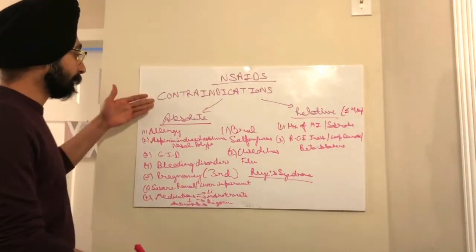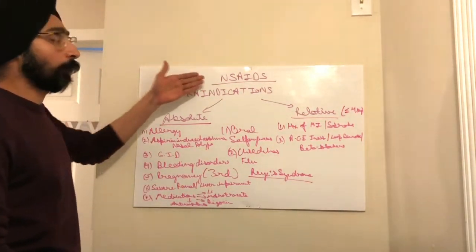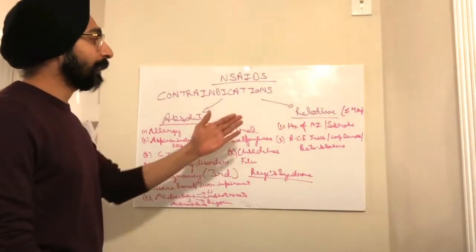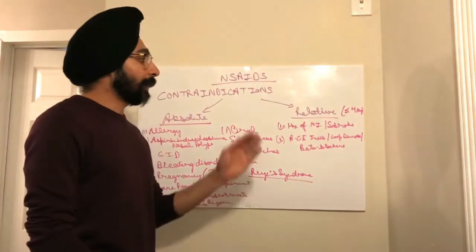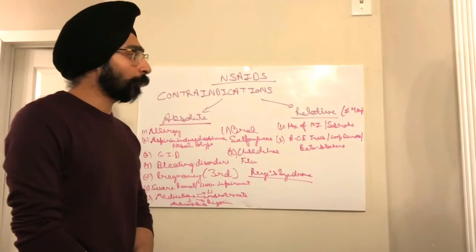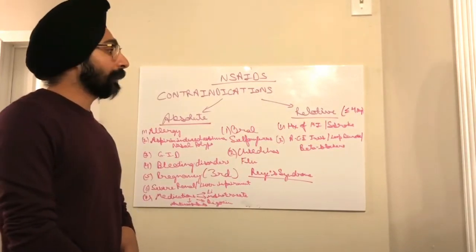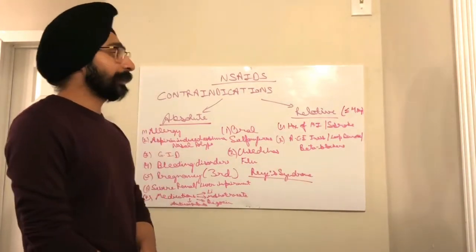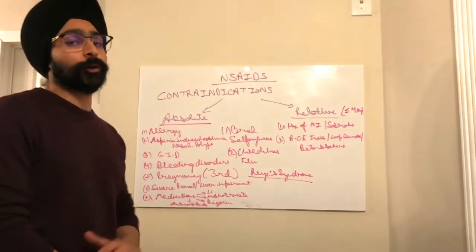So here we have discussed absolute contraindication of NSAIDs. The second group is relative contraindications. Relative contraindication means if NSAIDs are given for less than or maybe equal to 4 days, then it's fine. But if the patient is given NSAIDs for more than 4 days, then it becomes an absolute contraindication.